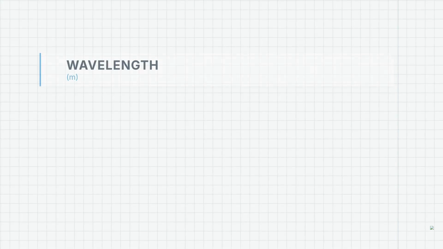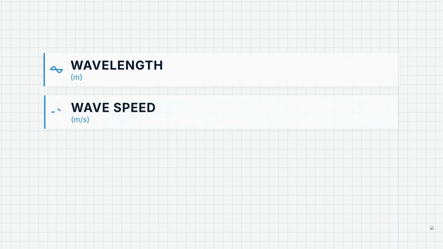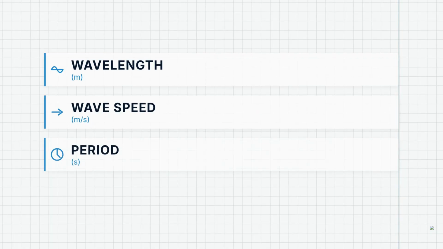The input fields vary based on your selection. When calculating period from frequency, you enter the frequency in hertz. Other modes require inputs like wavelength in meters, wave speed in meters per second, or period in seconds. Let's work through an example. With the mode set to calculate period from frequency, I'll enter 10 Hz in the frequency field.